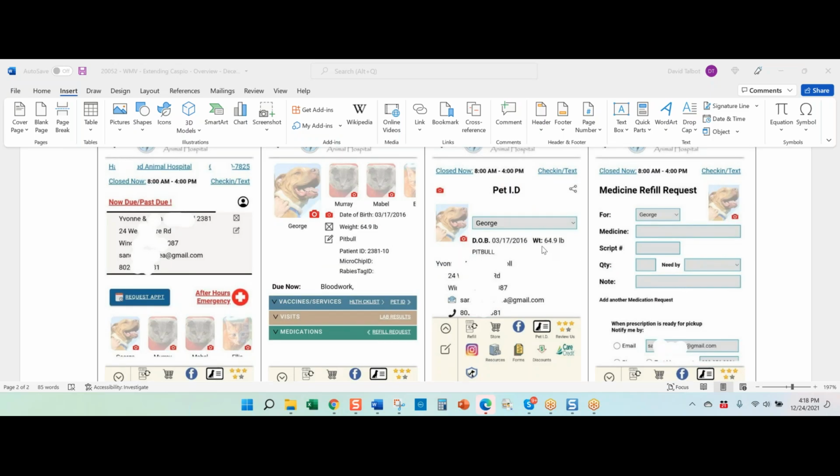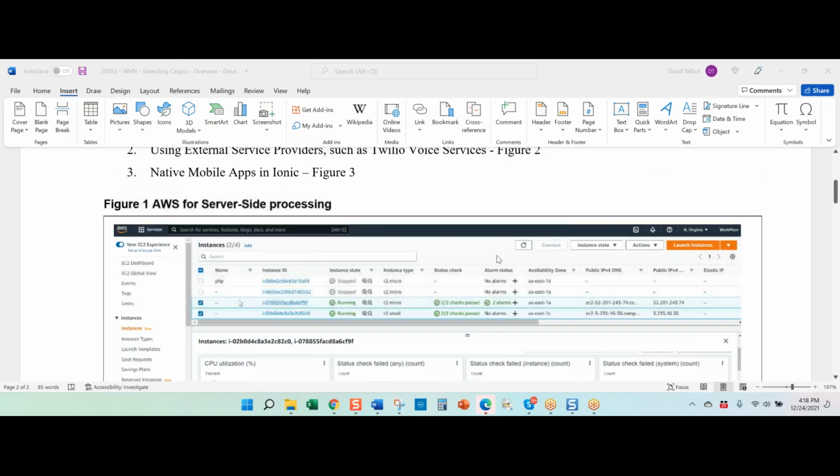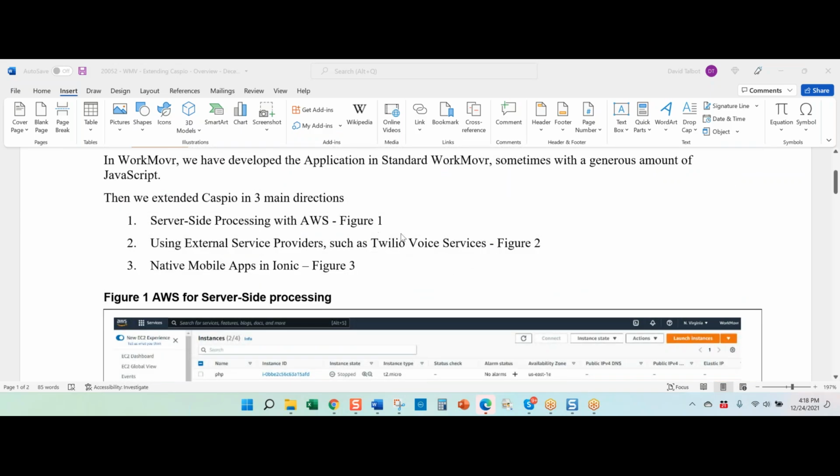So thanks very much. That gives you the three areas that we've extended to: server-side processing, external providers, and native mobile apps. Thank you. Bye-bye.